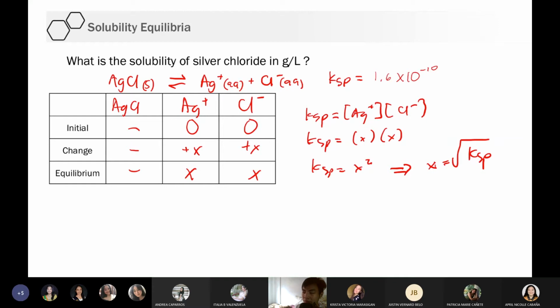Okay, di ba? Easy lang. Mas madali siya compared sa acids, no? Kasi ganyan lang eh. Okay, so yan. So, ganun lang. Makukuha na natin yung x. So, the x value is, pindot na lang sa calculator. The square root of 1.6 times 10 raised to negative 10. So, that's 1.26 times 10 raised to negative 5 molar.